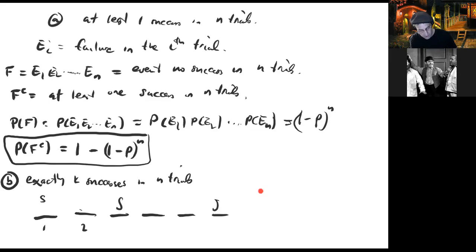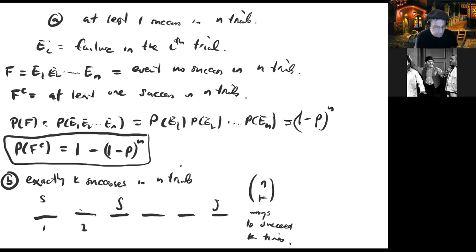There are 6 choose 3, or in general, there are n choose k ways to succeed k times.